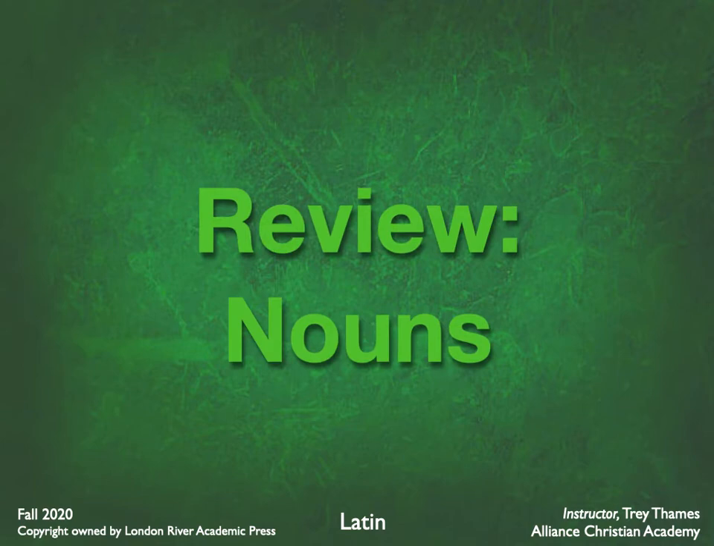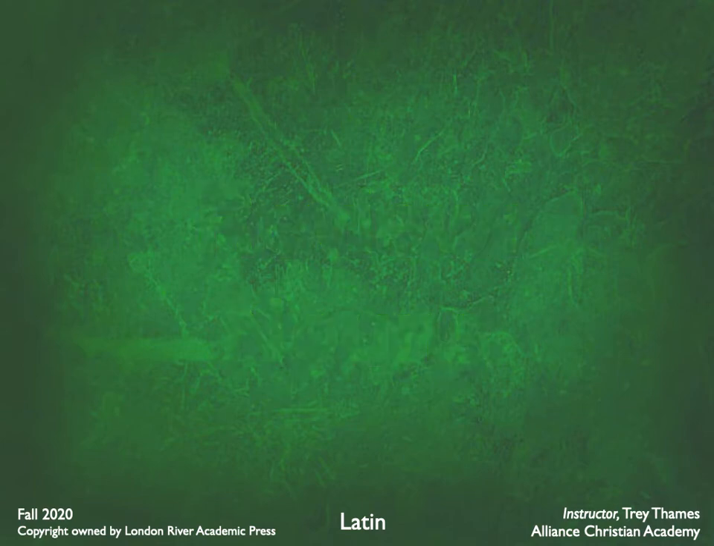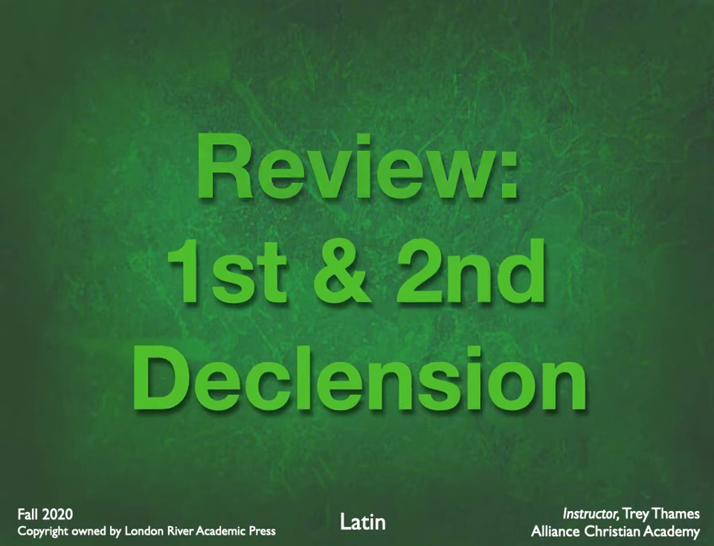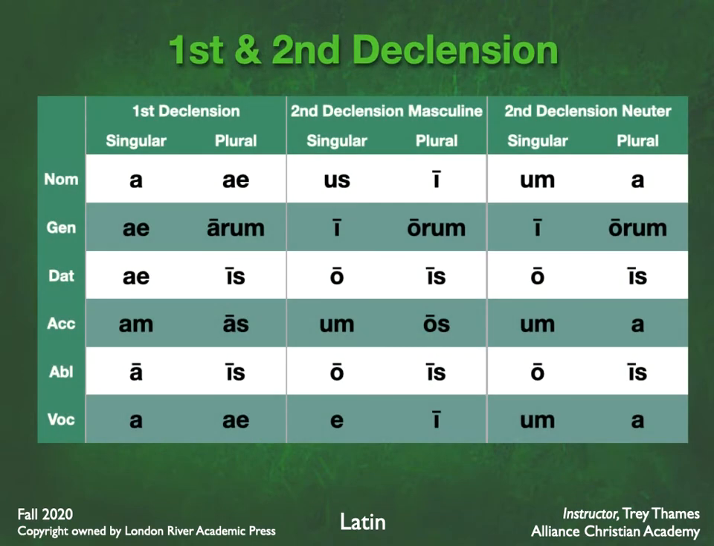Welcome back. So let's review some nouns. You learned a couple of different declensions last year. You learned first and second declension, which looks like this. Here are your endings for first declension. A, ae, ae, am, a, and then vocative is a. Now, we don't usually say that in the chant, but I went ahead and put it here on the chart so that you can see it. Vocative is an A. And then plural ae, arum, is, as, is, ae.